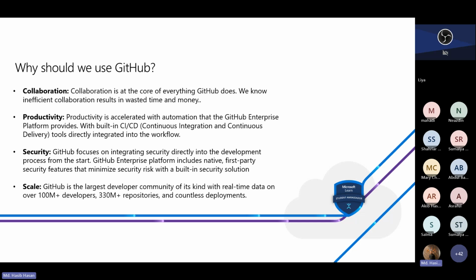Why should we use Git? For collaboration, for productivity, for security, for scaling. We are using Git and GitHub. Suppose for a project like database management, where we have a team of 4 members and we are working on the project.